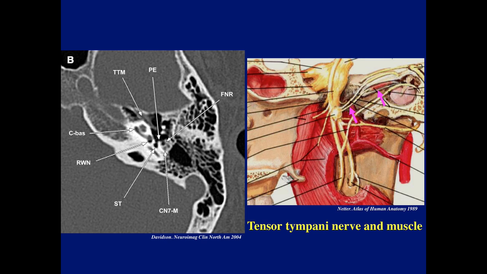Now, the tensor tympani muscle and nerve have never really been identified, because it's so tiny. We can only see where it would be sitting. Here's this beautiful detailed image in this paper by Davidson, showing where the tensor tympani muscle would sit. But the muscle itself and the nerve have never been identified so far in imaging.